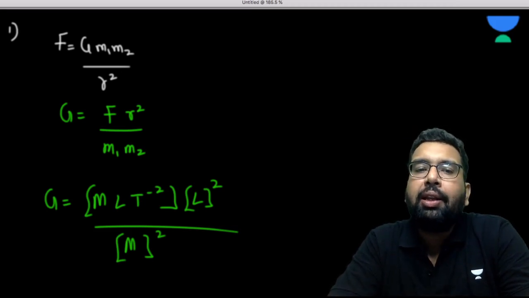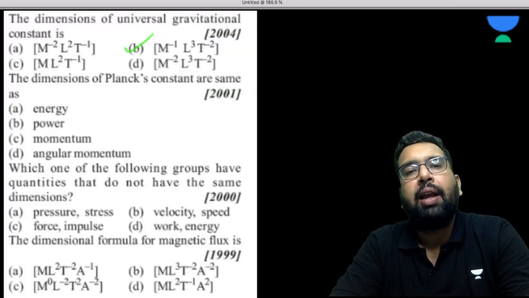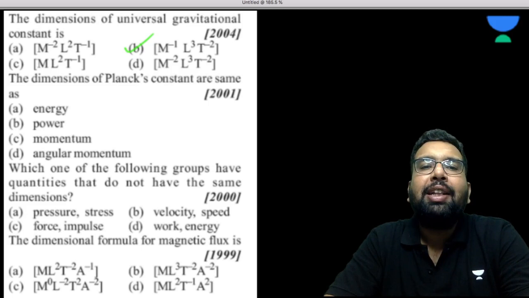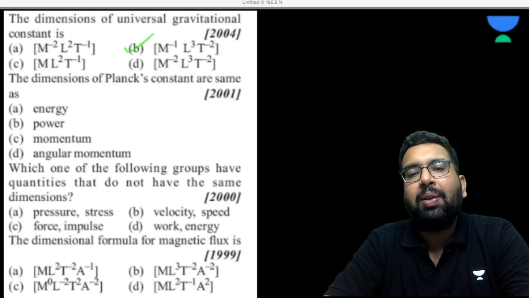Now, in this case, I can clearly see that we are getting m to the power minus 1. So, what is going to be the correct option? The correct option is going to be the B option. I hope it is fine to everyone.